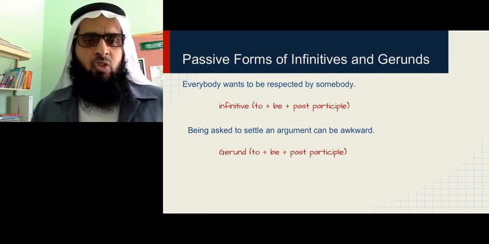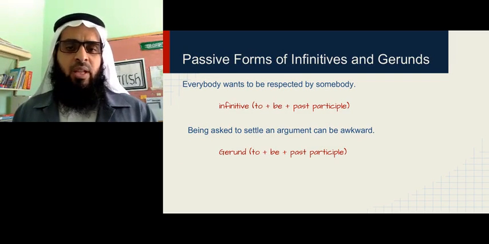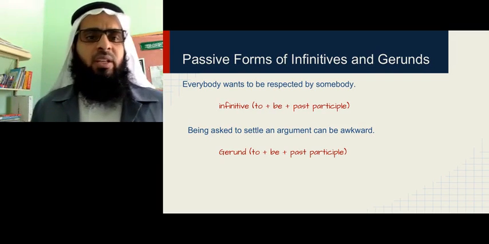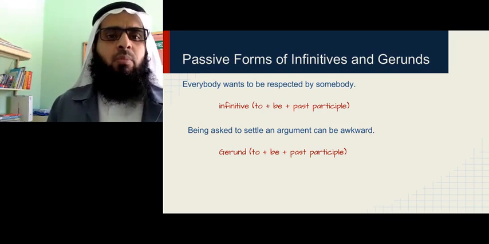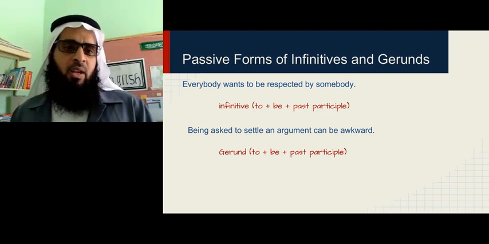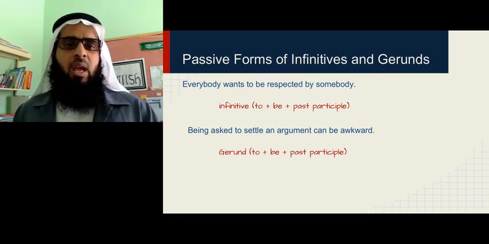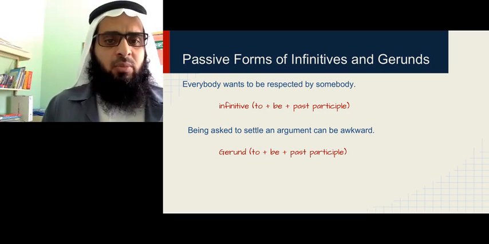Now, what I would like to explain next is the passive forms with the infinitives and gerunds. We've already explained what is an infinitive and what is a gerund. Now we're going to give you the passive form. Look at the sentence. Everybody wants to be respected by somebody. Wants to be. You see, wants to be. This is the infinitive in the following combination: to plus be and the past participle, wants to be respected. So after the be comes the verb in the past participle.